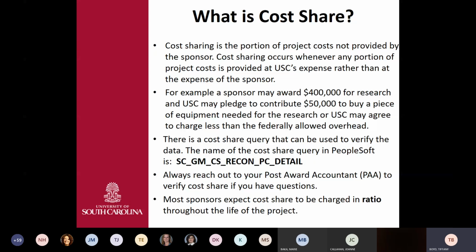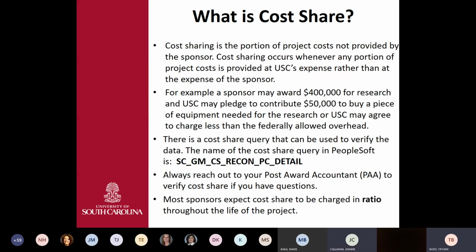Sponsors have completely denied invoices because they're expecting to see cost share, but it hasn't been recorded because people are waiting until the end to record it. You really should, for example, a lot of times people will use payroll as cost share. Go ahead and set those account change forms up so that it's recording throughout the life of the project. Don't wait until the end and get into a cost transfer situation to record and catch up the needed cost share that should have been recorded.